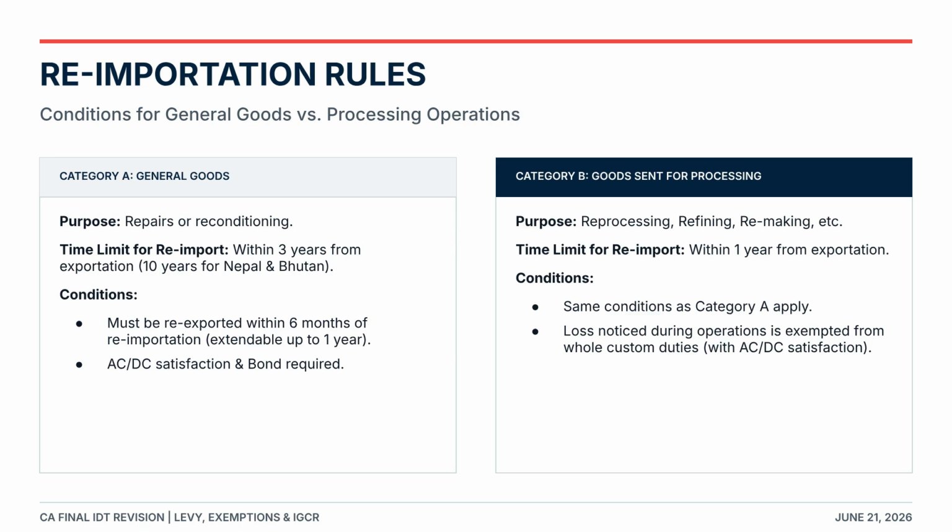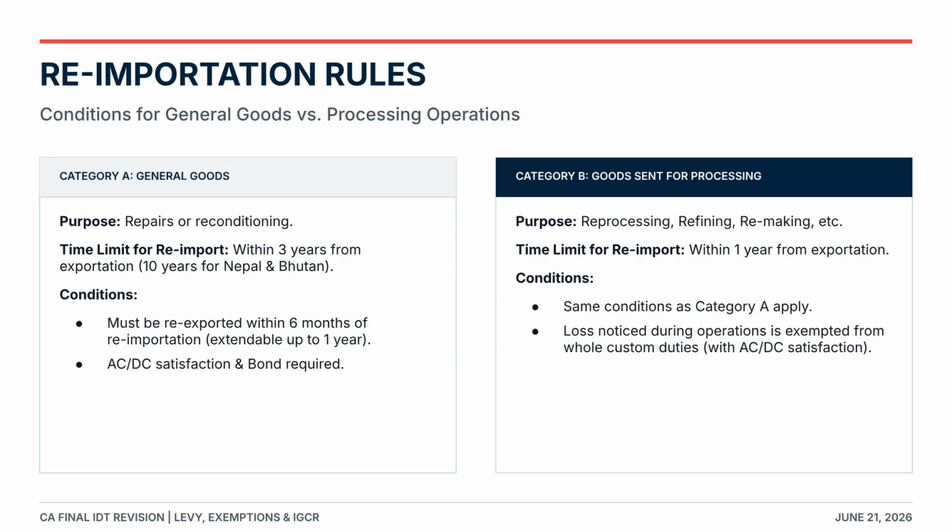Let's understand the first two categories covered under Notification 158/95. Category A applies to general goods sent abroad for repairs or reconditioning. Such goods must be re-imported within 3 years from export, although the period extends to 10 years for Nepal and Bhutan. After re-importation, they must be re-exported within 6 months, extendable up to 1 year.